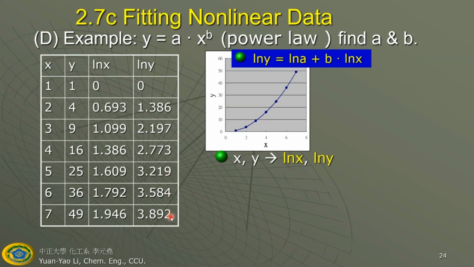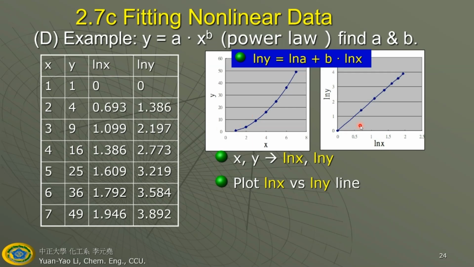Now you can plot ln x and ln y instead of x and y, because ln x and ln y can be linear. Bingo, it is linear. So the first point will be 0, 0, the next point will be 0.69 and 1.386, and this point will be 1.099 and 2.197, and so on. You got 7 points here, and you realize, wow, this is a straight line.